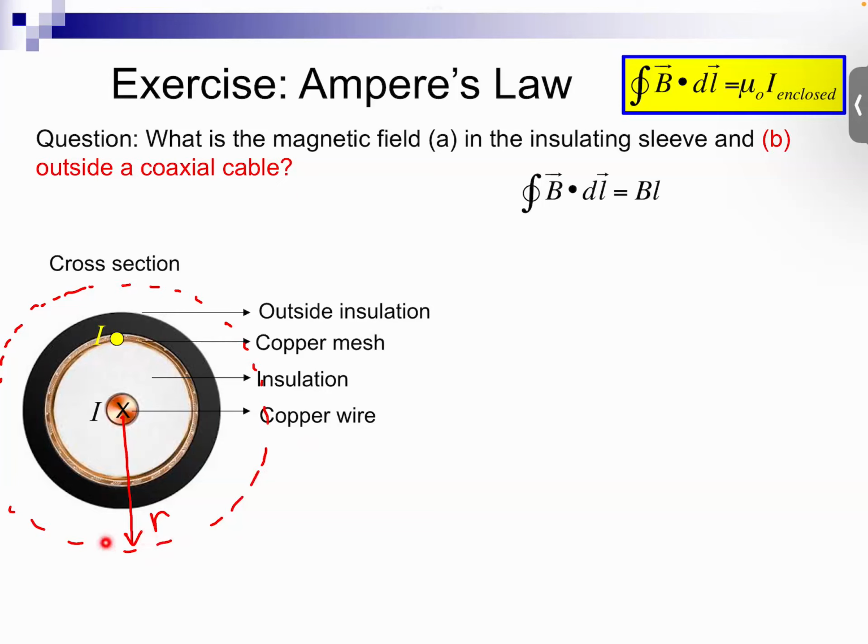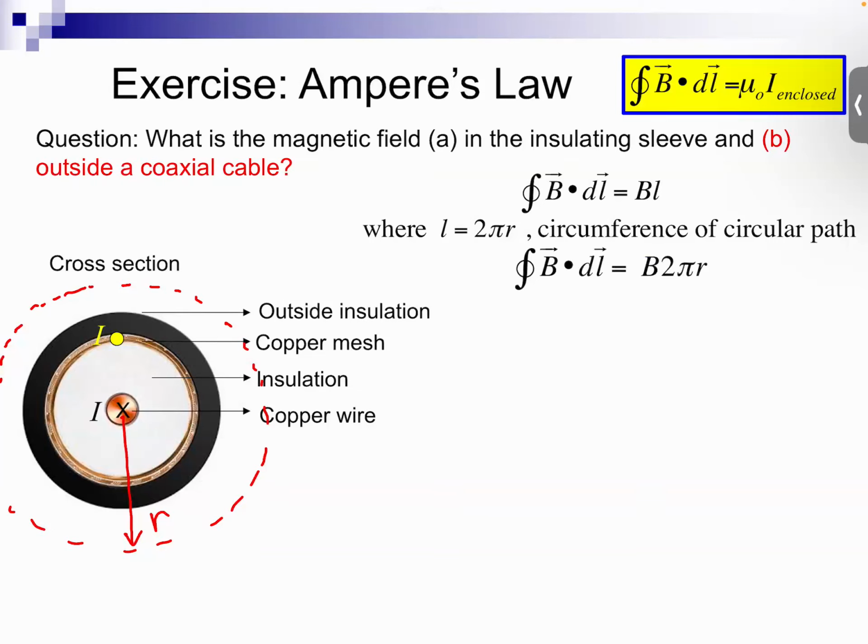Again, because of the choice of symmetry here, the integral of B dot dl reduces to B times L. L is the length of your integration path. Your integration path is a circle. The length is the circumference, 2 pi times the radius r. Okay. So the left-hand side becomes B times 2 pi r as before. Okay, how about the right-hand side? What's the current inside or enclosed by your integration path?